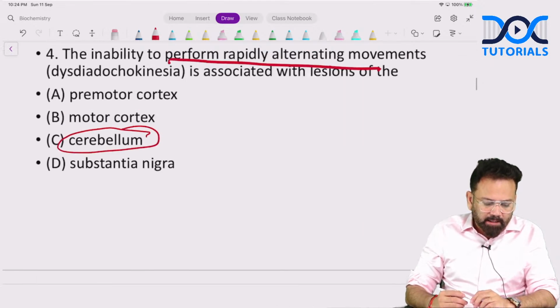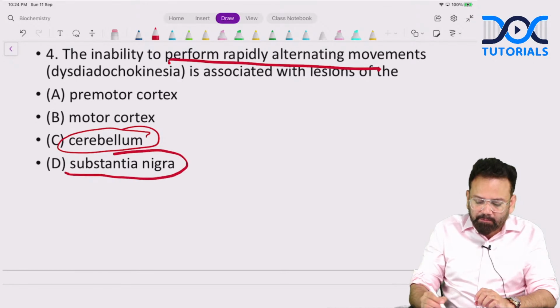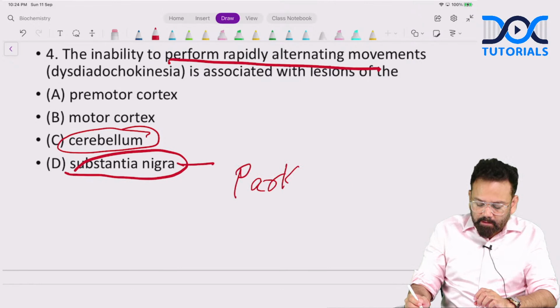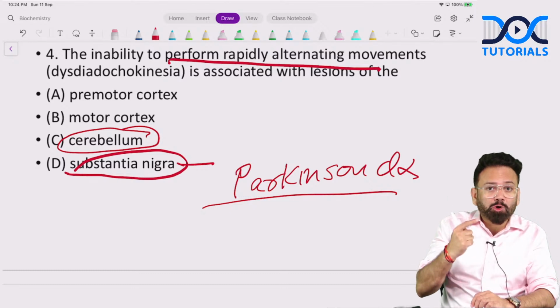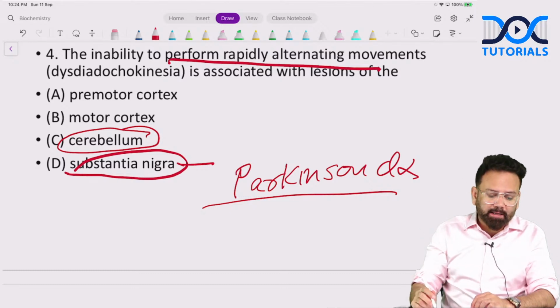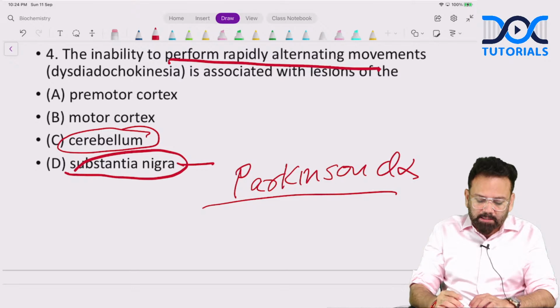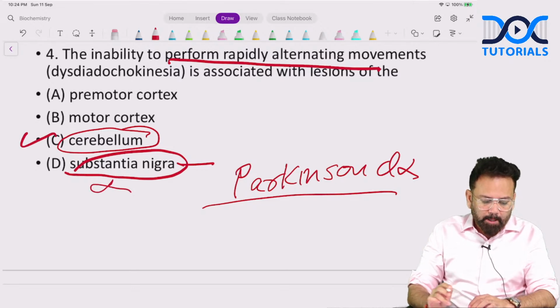Yes, D. Why, Hitansi, is it D? Substantia nigra will cause Parkinson disease, no? It will cause Parkinson disease. When there is a lesion of the dopaminergic nigrostriatal pathway, it causes Parkinson disease. So answer is C, not D. Okay.